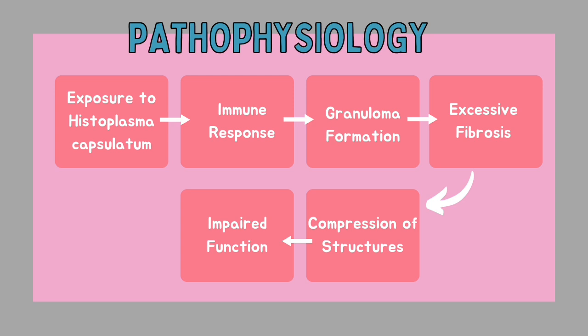Next, compression of structures. The fibrosis can compress and narrow vital structures in the chest, including the blood vessels, airways, and esophagus. This will also lead to impaired function. The compression can lead to impaired blood flow, impaired airflow, and dysphagia.